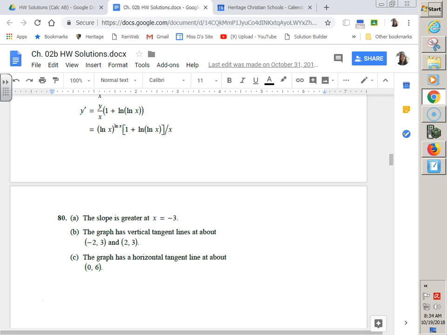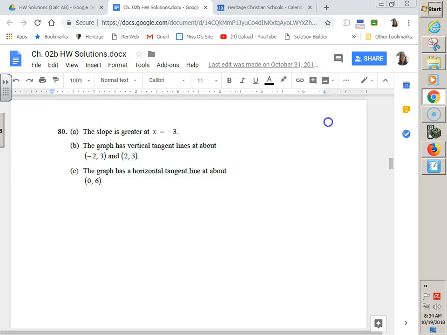A, all they were asking for is that the slope is higher or greater, aka steeper. Letter B, there are vertical tangent lines about negative 2, 3, and 2, 3, and then a horizontal line about 0, 6. There's a leveling off, is letter C, and straight for letter B. I think that's the last one.